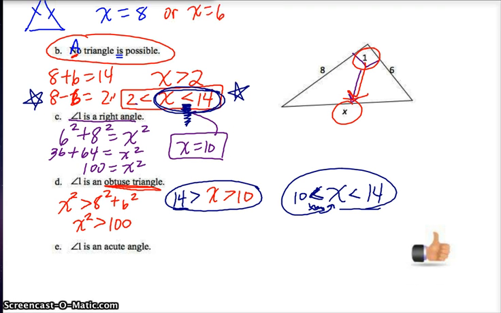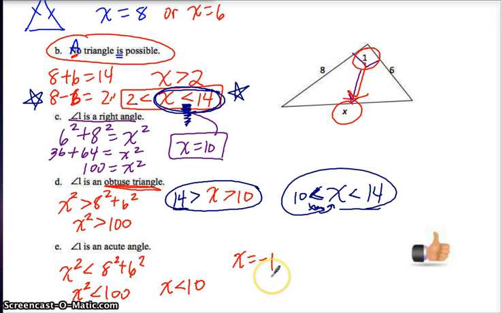So then we reverse it. If we want the triangle to be acute, then it has to be less than 8 squared plus 6 squared. X squared has to be less than that, so x squared has to be less than 100, so x has to be less than 10. But again, can x be negative 1, negative 2, negative 3? No, we can't have a side length that's small.